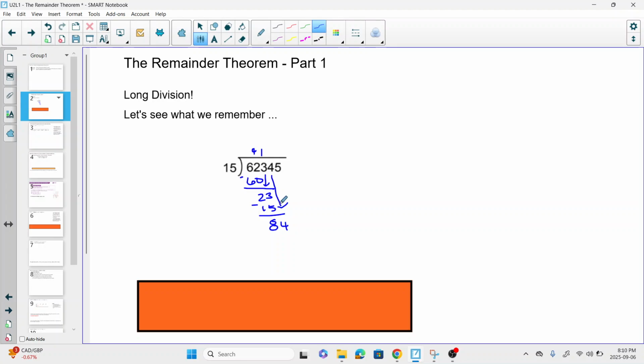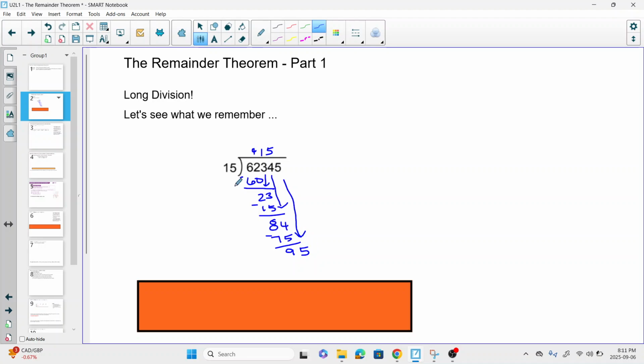It went into 60 four times. If we add 15 to that, that would bring us up to 75. That's as many as we can get into 84. So we're going to put a 5 here, and 5 times 15 is 75. And again, we're going to subtract these and be left with a 9, and then we're going to bring down that 5.